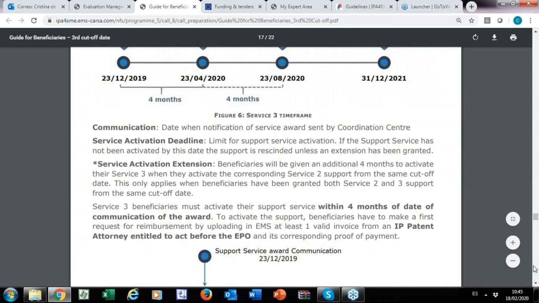Okay, so if you apply for service two and service three, and we awarded you with those, if you activate service two before 23rd of April, you will have 4 extra months to activate or to make the first payment request for service three, and vice versa, as you could see in service two description. Okay.